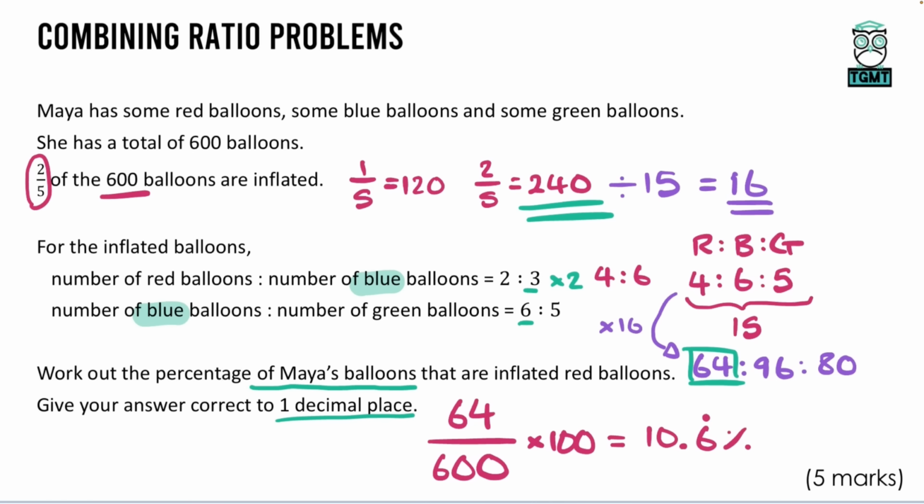Typically, if you click your calculator, it'll turn this recurring dot into lots of sixes there anyway, but we want to chop it to, or round it to, one decimal place, which will give us 10.7, because after the 6 is, of course, another 6. So 10.7%, and that would be our final answer. There are 10.7% of Mayer's balloons which are red inflated balloons.